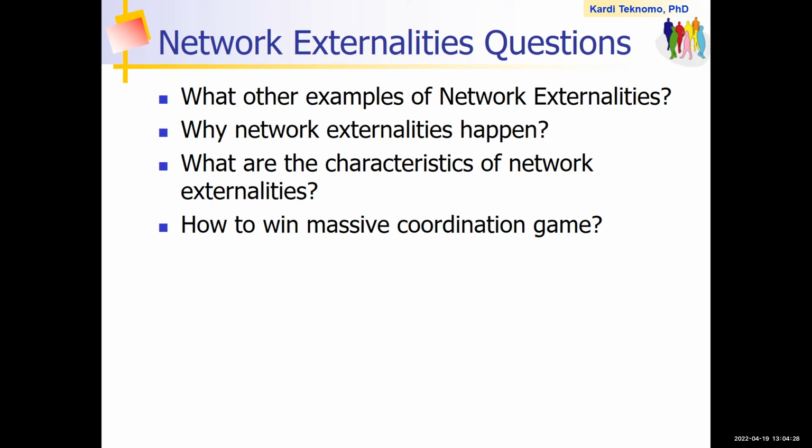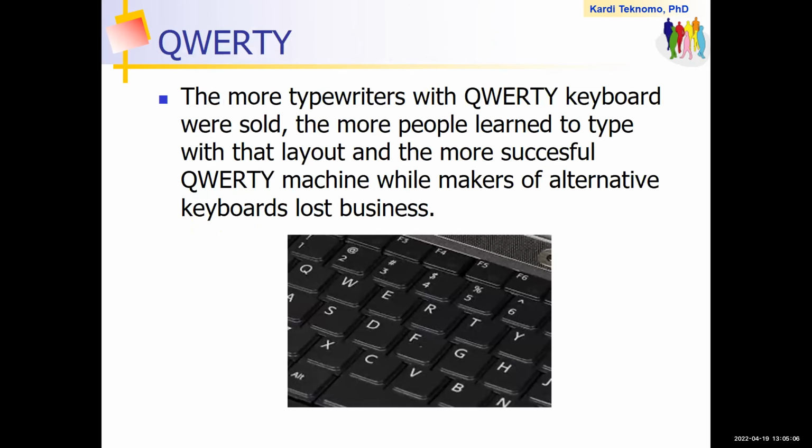So these are the questions. What are examples of network externalities? If you know the examples, then you probably start to understand the meaning of this. Second, why does this happen? Why do these network externalities happen? And what are the characteristics of these network externalities? So we understand deeper. And then, how to win the massive coordination game. When I say massive coordination game, it is exactly the same as network externalities.